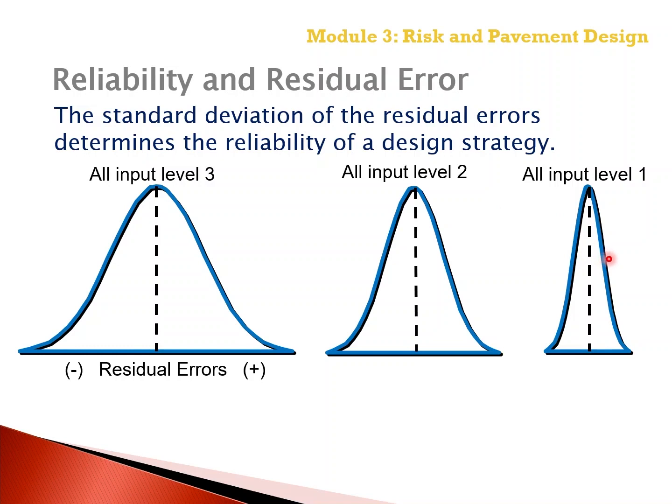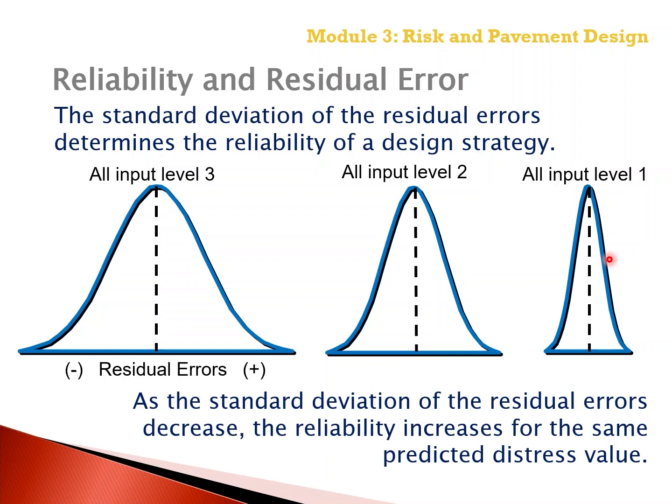So the calculated reliability would increase for the same predicted value. And as we noted earlier, however, most global and/or local calibration efforts were completed using best available data, which is a combination of the different input levels. So in that case, as we mentioned previously, the standard deviation of the residual errors may not be affected, or you may not see the difference of the standard deviation of the residual errors in your calibration data, simply because it's a combination of all three input levels.